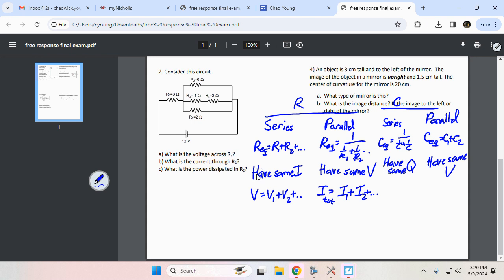And then for series, the loop rule is also true. V is equal to V1 plus V2 plus however many caps you have. And then for capacitors in parallel, remember we don't use this rule, but Q total is equal to Q1 plus Q2, but not really a rule that we use. So I like to list it because it looks the same as the junction rule for resistors in parallel. This rule for capacitors looks really similar in that both I and Q have to do with charge.